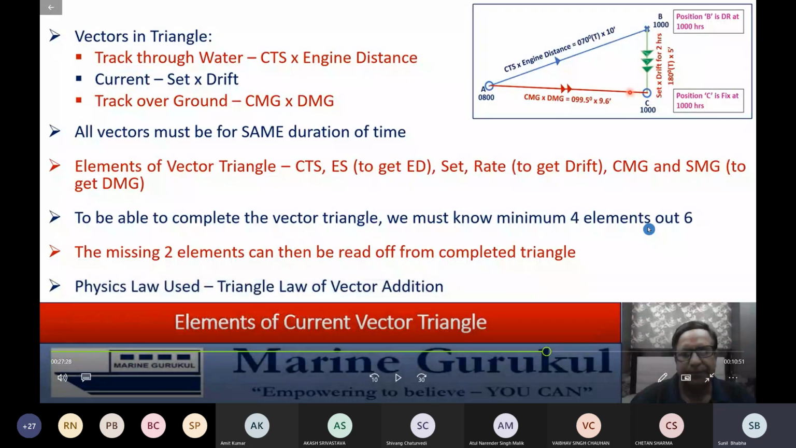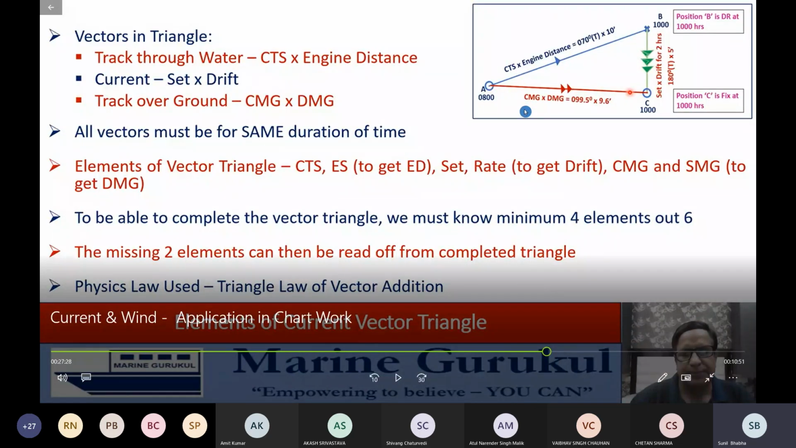Okay, any 4 elements can be given. Let's say, for example, they can give you CMG and DMG, or they can give you CTS and engine distance. So 4 elements are given, and the 2 missing ones are the set and drift of the current. It can be found.